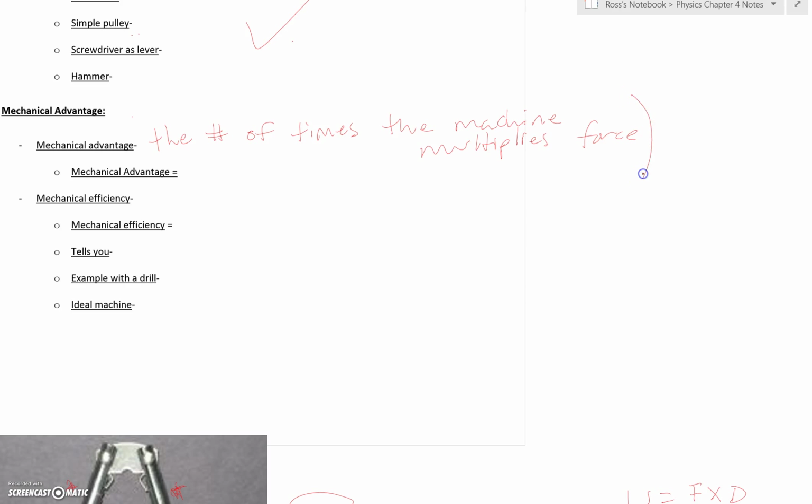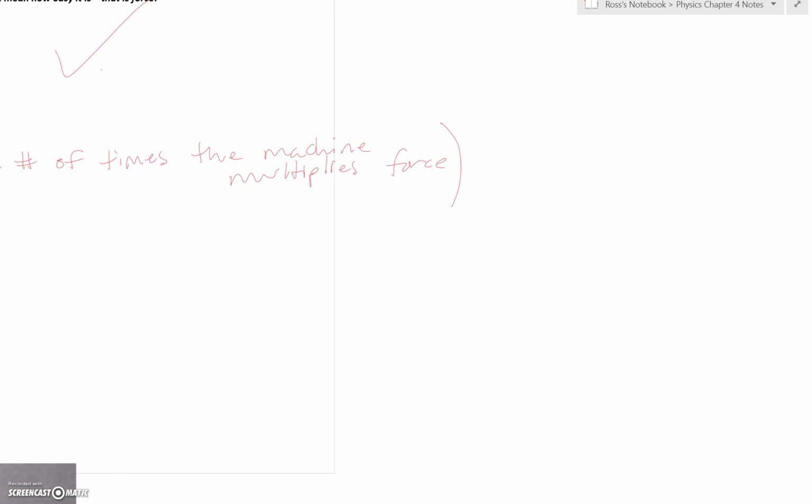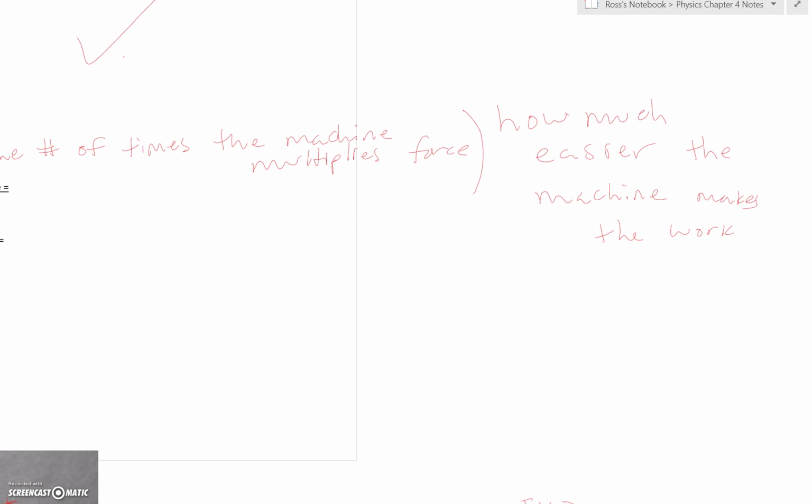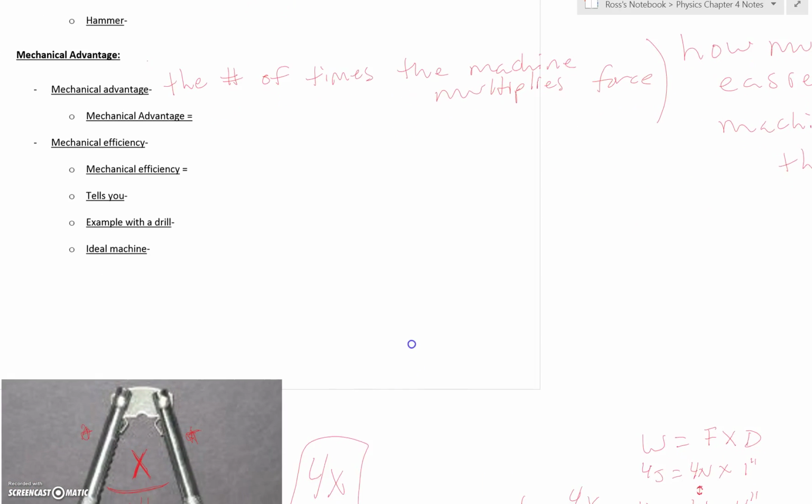So this basically tells us, in layman's terms, in everyday terms, how much easier the machine makes the work. Okay? How much easier is it going to be? With that machine, how much less force do you have to apply?